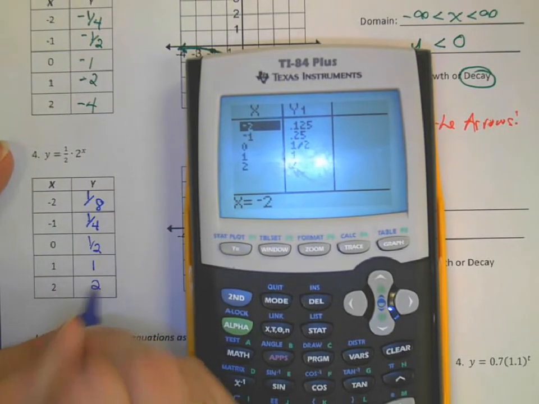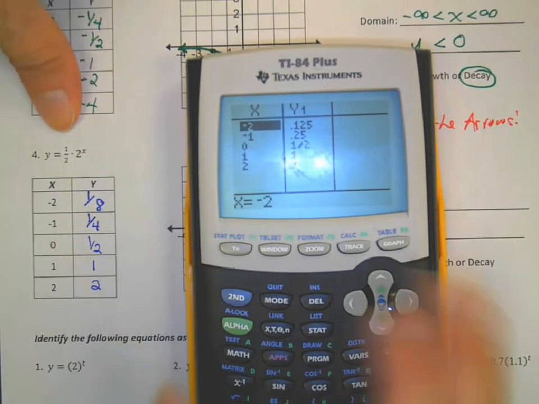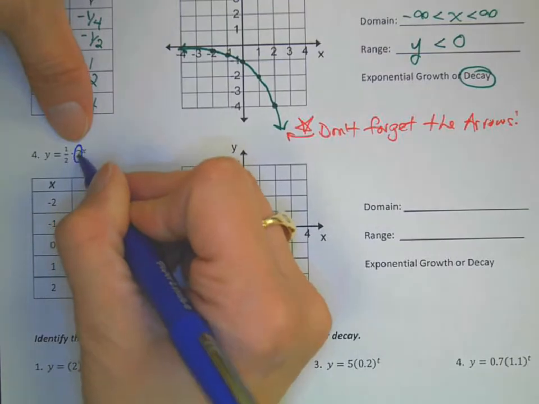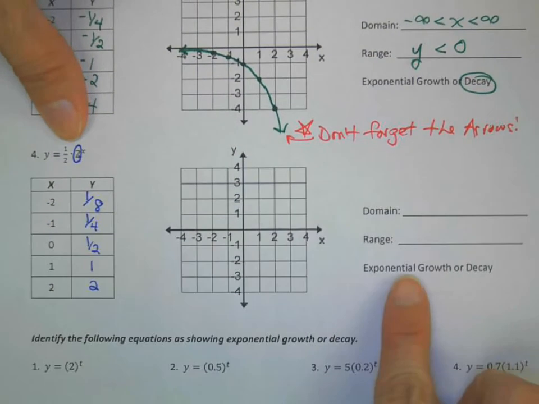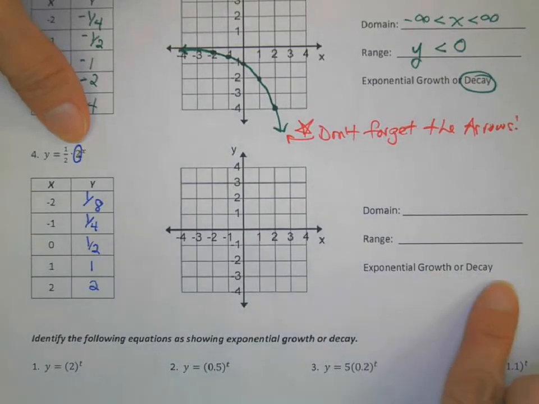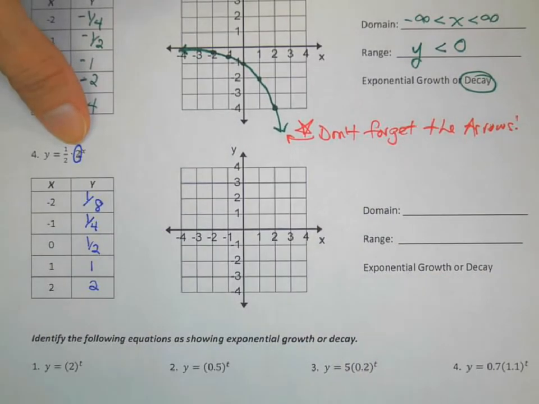Before I even draw the graph, I want you guys to look at this equation, and I want you to examine the base. That's a 2. So can you tell me, without even seeing a graph, is that going to be growth or is that going to be decay if the base is 2? Yes, it's going to be growth.